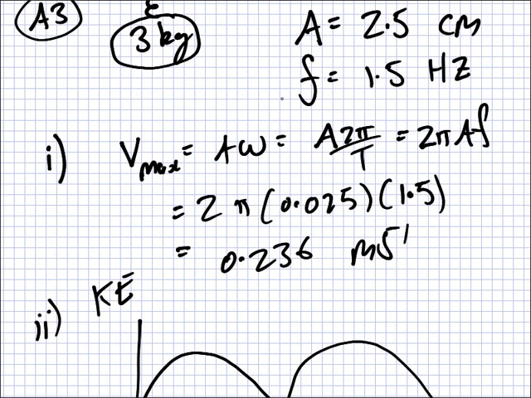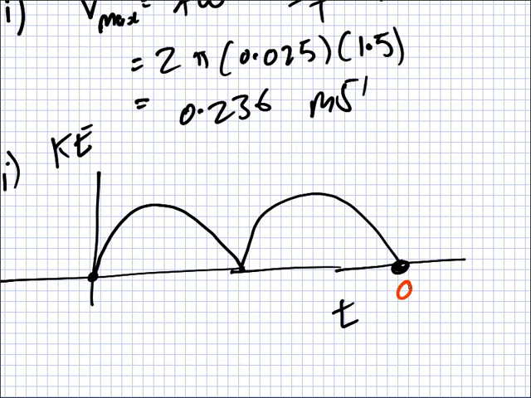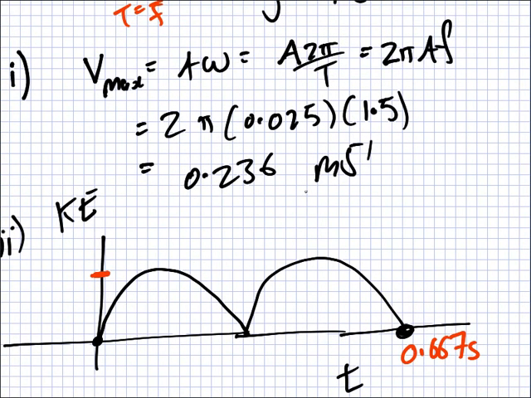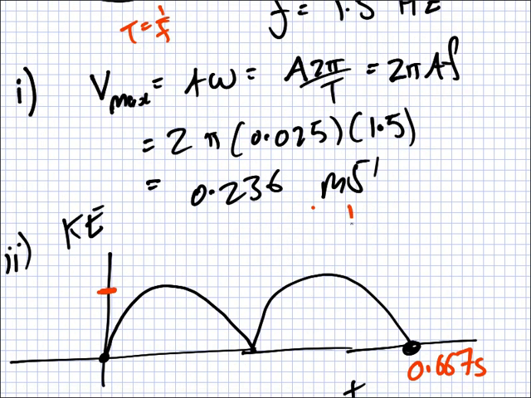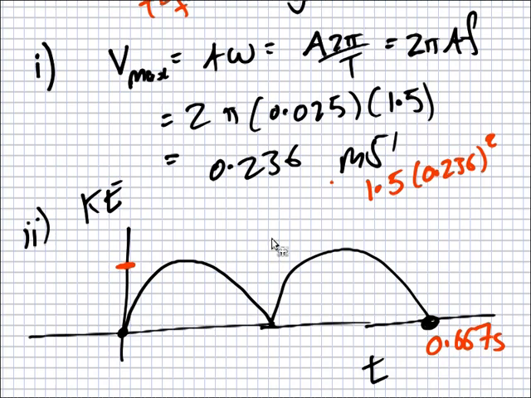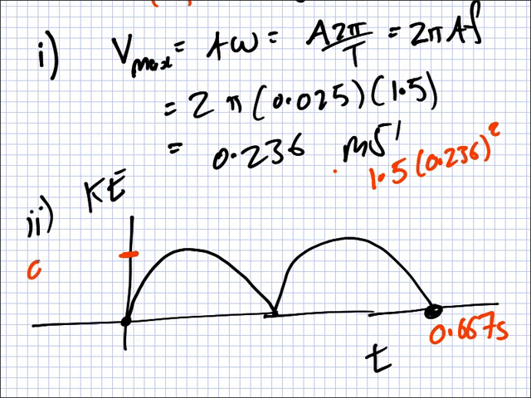The time is 1 over f, which is 0.667 seconds. And this is the maximum kinetic energy which they want you to calculate. So what's the mass of this, did we say? 3. So can you just type in 1.5, that's a half of 3, times 0.236 squared. 0.0835 joules.